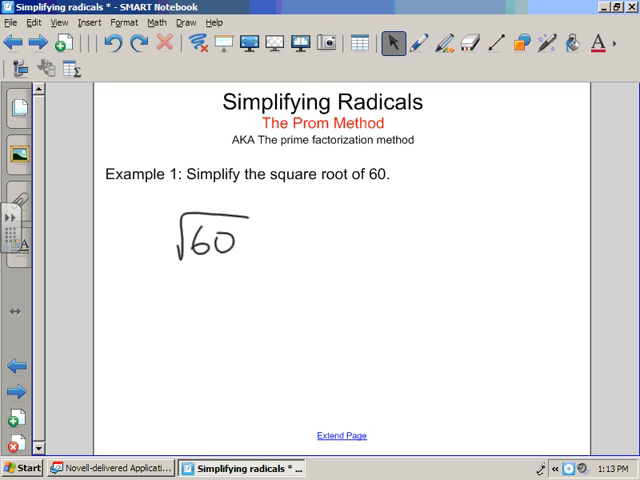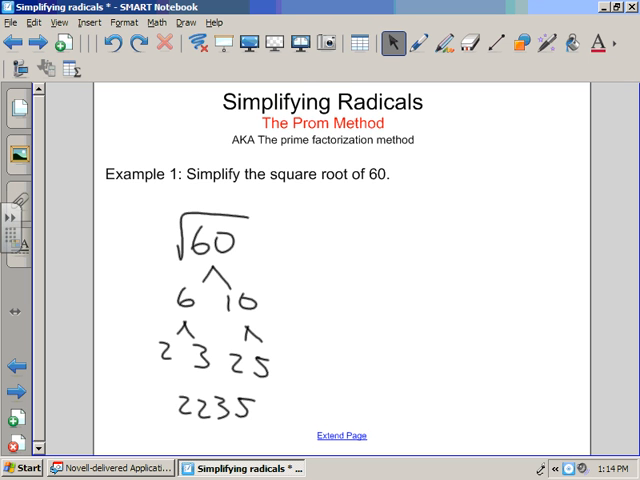The way I'm going to simplify the square root of 60 is I'm going to break it down into its prime factors. You can do it many ways. I'm going to write 60 as 6 times 10. I'm going to write 6 as 2 times 3, and 10 as 2 times 5. If I write these prime factors from smallest to largest, my prime factorization will be 2, 2, 3, and 5.